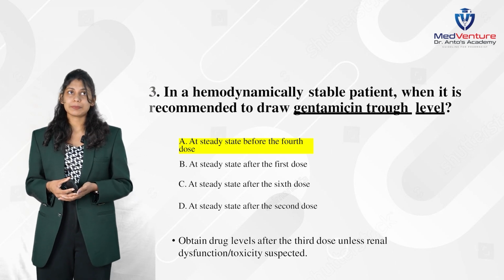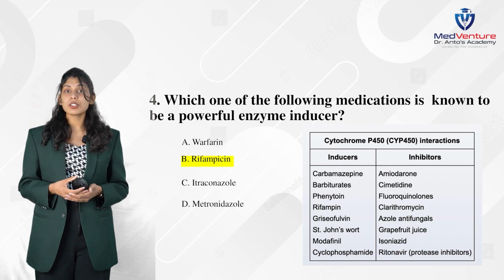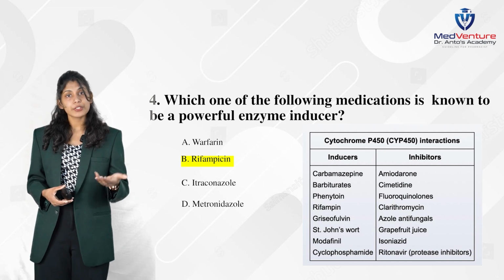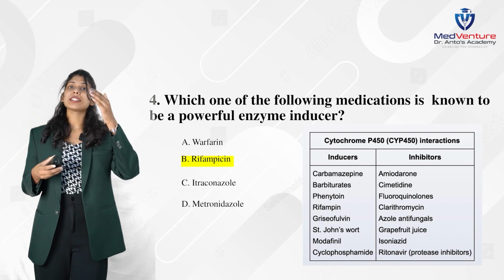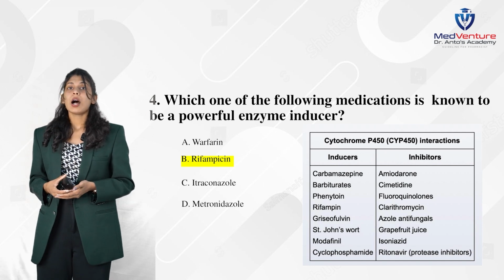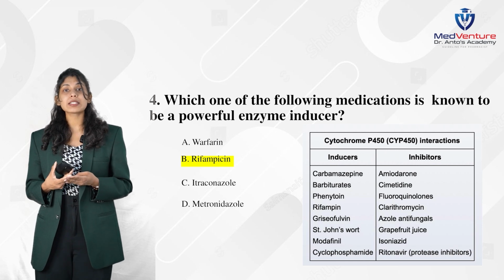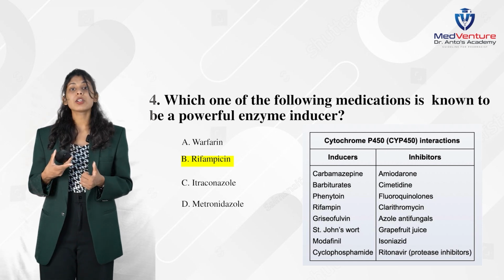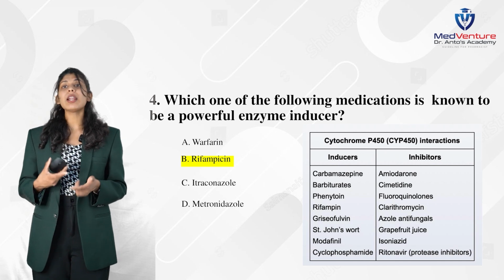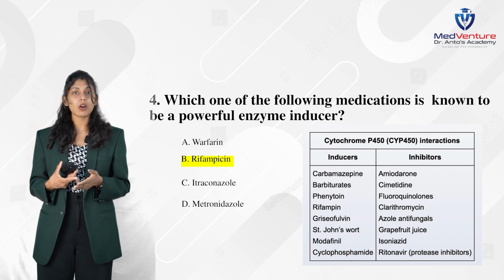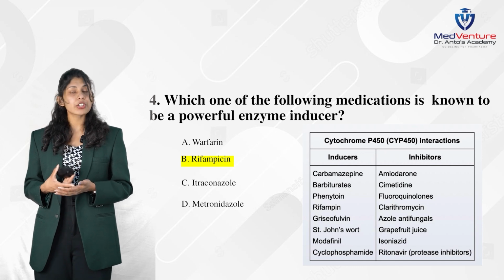the 4th dose. Which one of the following medications is known to be a powerful enzyme inducer? Now talking about enzyme inducers and enzyme inhibitors, we have a list of enzyme inducers and inhibitors here. Inducers include carbamazepine, barbiturates, phenytoin, rifampin, rifaximin, St. John's wort, cyclophosphamide, and inhibitors include amiodarone, cimetidine, fluoroquinolones, clarithromycin, azole antifungals, grapefruit juice, isoniazid, and ritonavir.